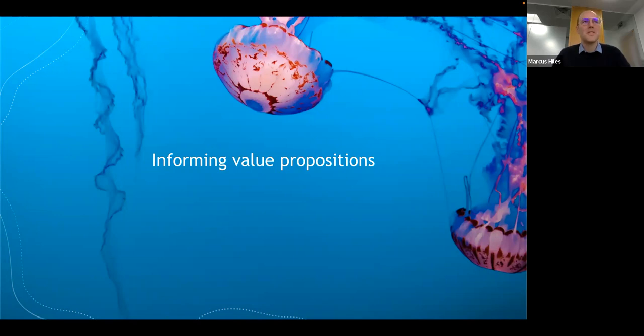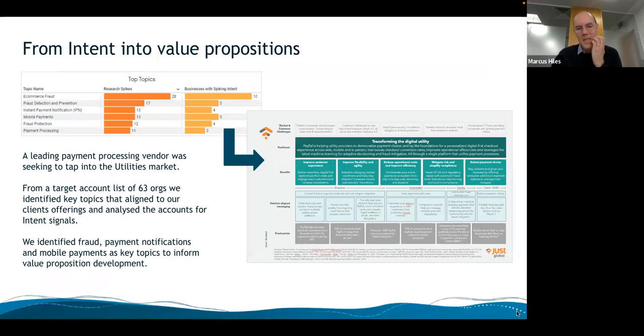So value propositions, getting your message on point. If we go into the next frame, this example shows you how you can use the platform. In this case, we uploaded the account list into the platform. That, with your topic selection, allows you to start to understand which topics these different organizations are consuming. In this instance, our client wanted to enter the utilities market. So we took their existing value proposition and looked at how we could adapt it to make it more relevant for the topics these organizations were consuming.